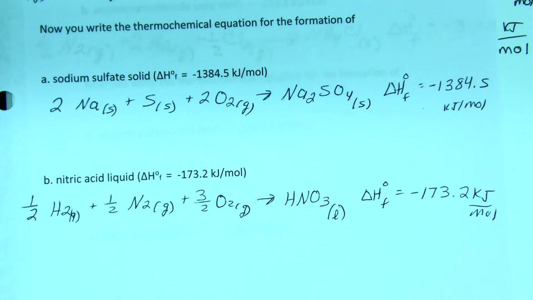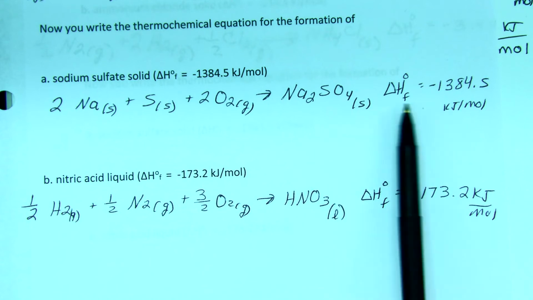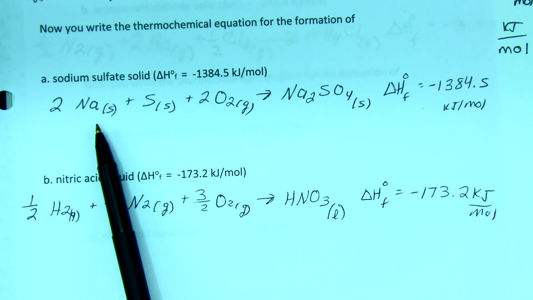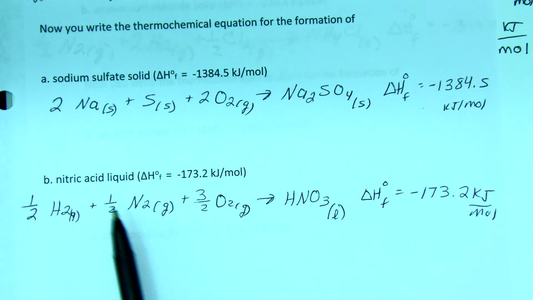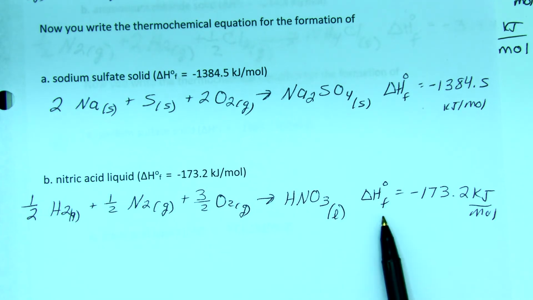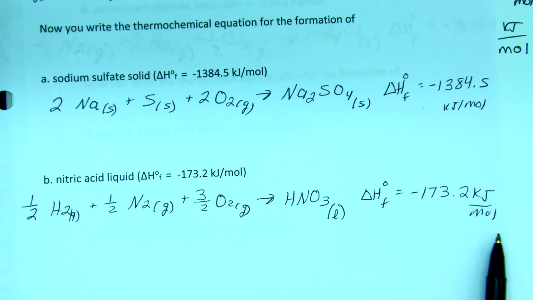Okay, did you get what I did? For sodium sulfate, we write the formula, Na2SO4 solid, add the enthalpy of formation, and then we need 2 sodium, that's a solid in its natural state, sulfur's a solid, and 2 oxygen gas. Nitric acid liquid, HNO3 liquid, delta H0 sub F is negative 173.2 kilojoules per mole.